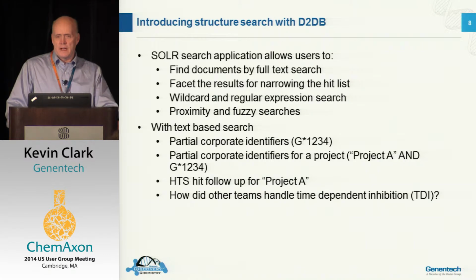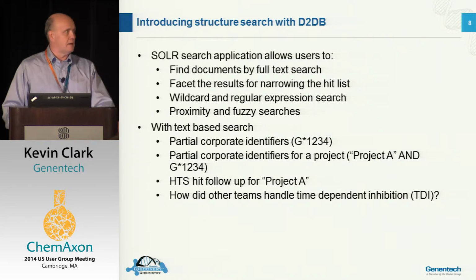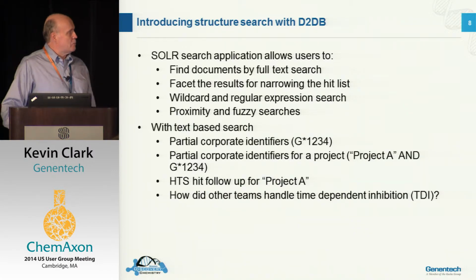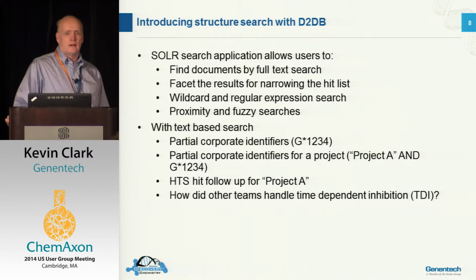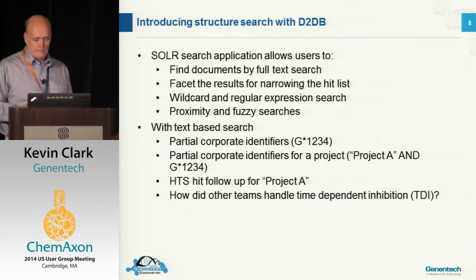Another really important use case is project teams want to be able to find key documents or key experiments. So one thing they can type in is HTS, hit follow up for project A. But getting more to the purpose of this project, I'd like a project team to be able to look across other project teams and find out how they solve certain problems, for example, time-dependent inhibition.